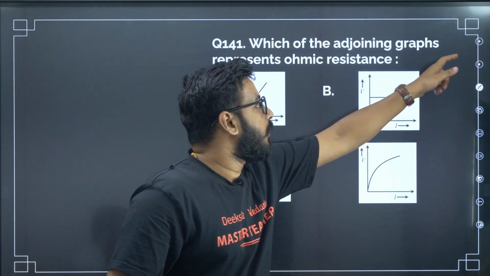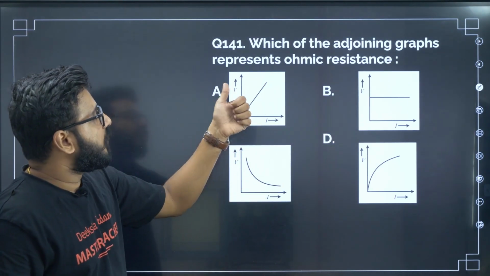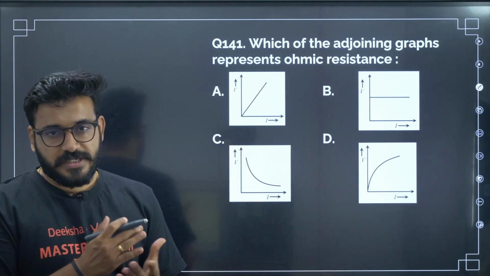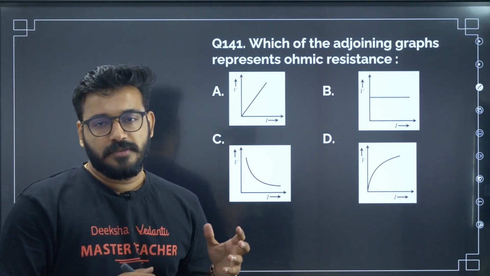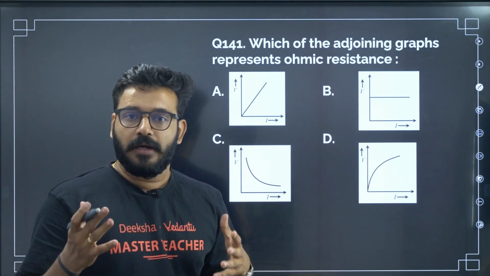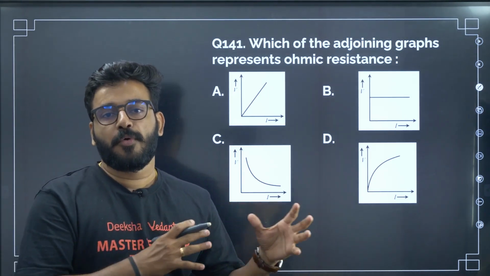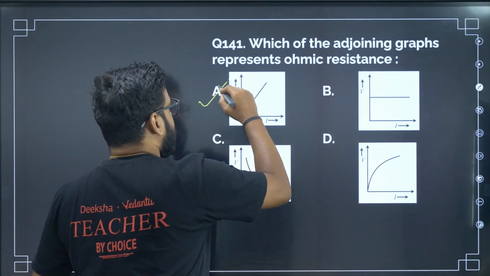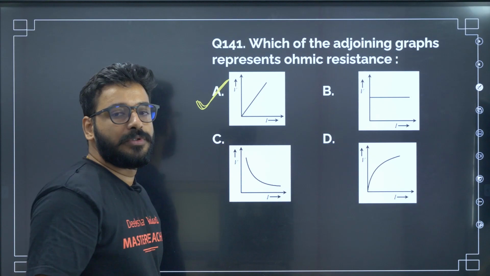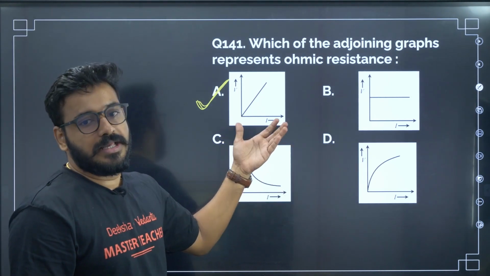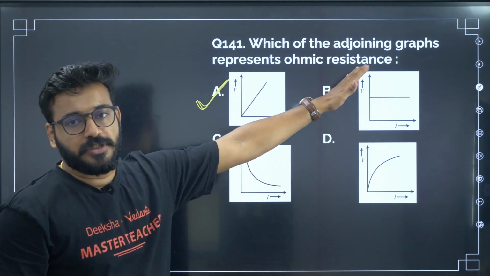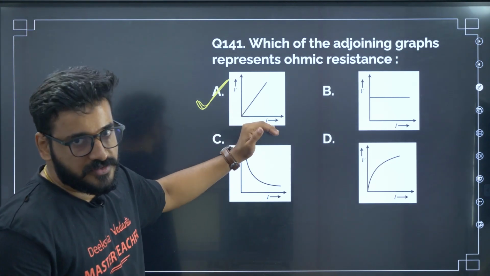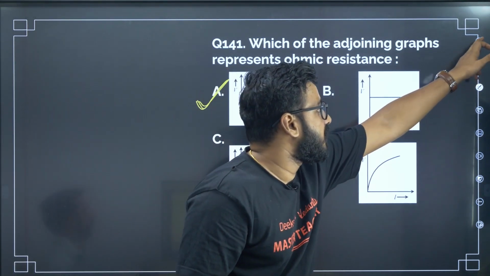All right, so very simple question. Once again, look at the next question. Which of the adjoining graphs represents ohmic resistance? We all know ohmic resistance. Ohm's law states that at a particular temperature, the current flowing through a conductor is directly proportional to the potential difference between 2 points. So basically the best suiting graph to that statement is A. Directly proportional to current, right? So this is the ohmic resistance display. All right, very simple question.